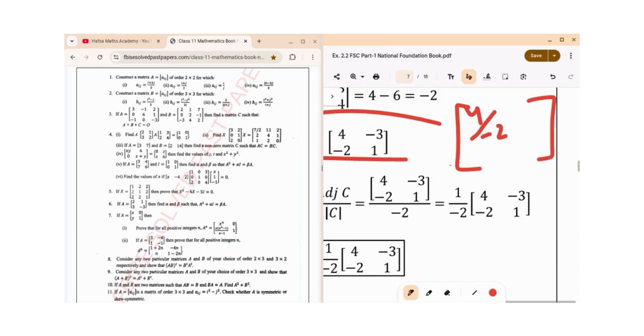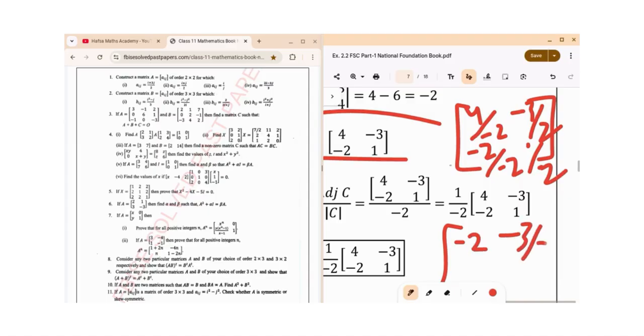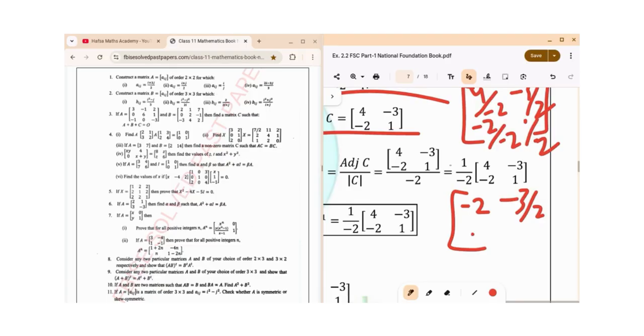4 by negative 2, minus 3 by negative 2, minus 2 by negative 2, and 1 by negative 2. And the answer would have left you with negative 2, negative 3 by 2, negative, sorry, not negative 1. Negative and negative is positive, so positive 1, and negative 1 by 2. That would have been your answer. But if you want to do it this way that they've shown, you can also do it that way.